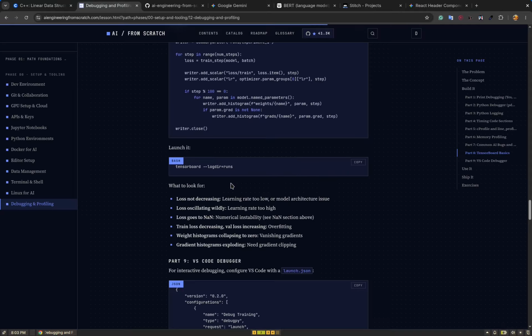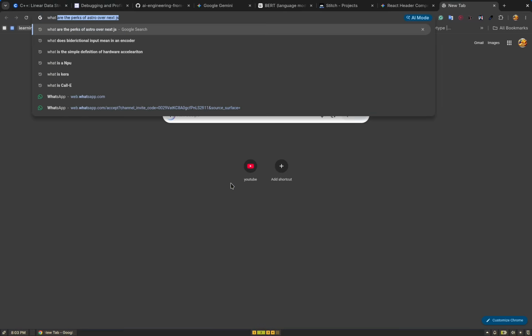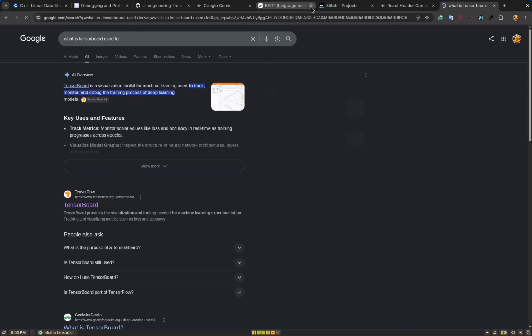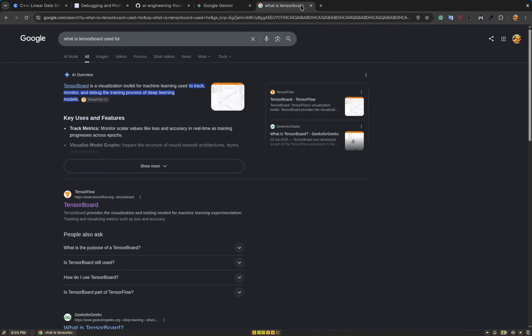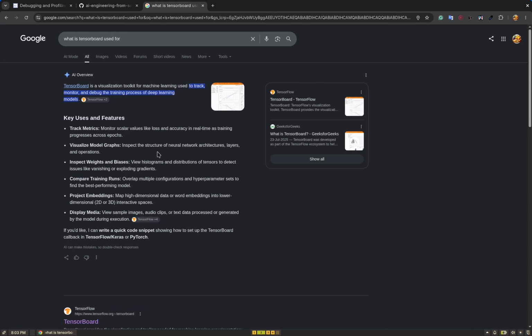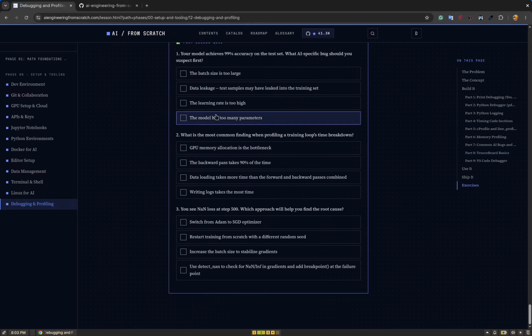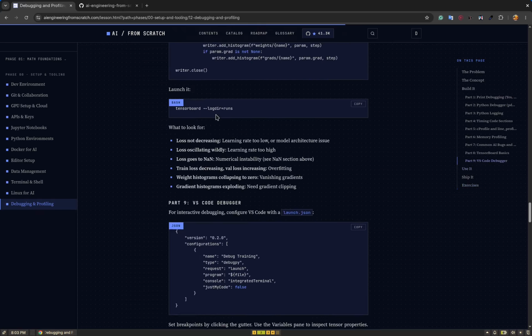So TensorBoard, let me search what TensorBoard is used for. TensorBoard is used to track, monitor, and debug the training process of deep learning models. Okay, let's continue then. On to the next part.